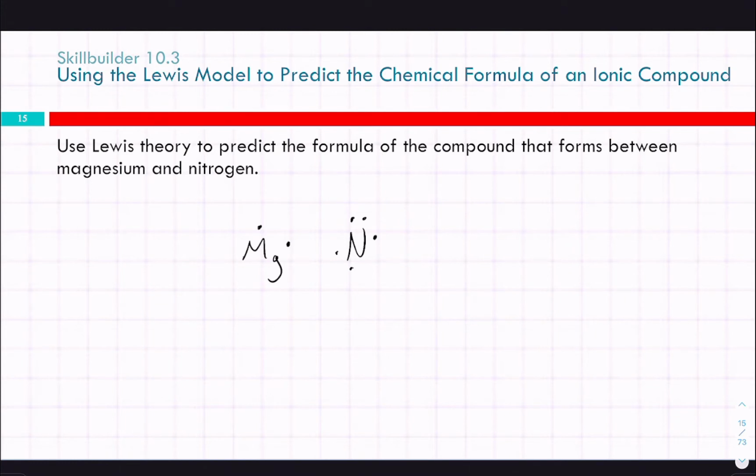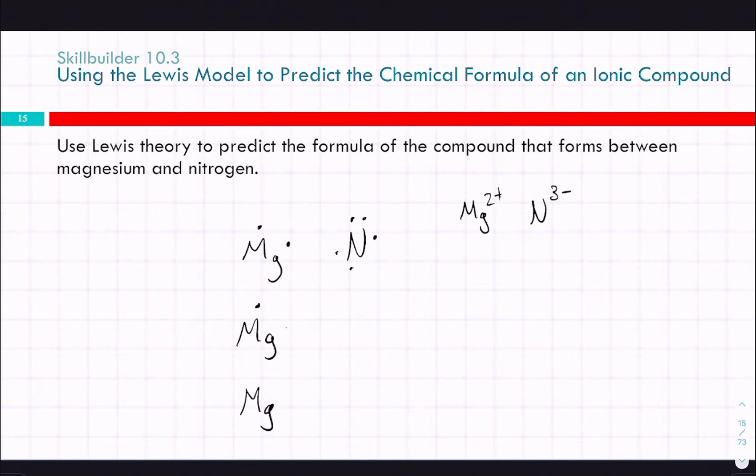So if we want to balance this, and this is where learning how to pair these compounds up helps a lot, right? So if nitrogen gains 3 electrons, its charge will be N3 minus. If magnesium gives up 2 electrons, it's going to be Mg2 plus. So how many magnesiums and nitrogens are we going to need? Yeah, 3 magnesiums and 2 nitrogens.